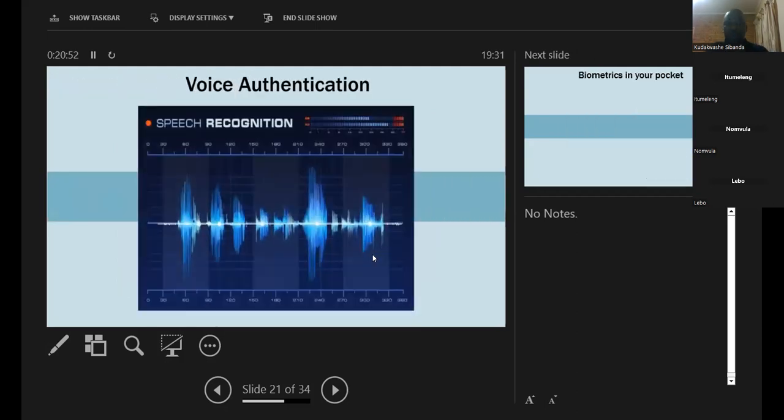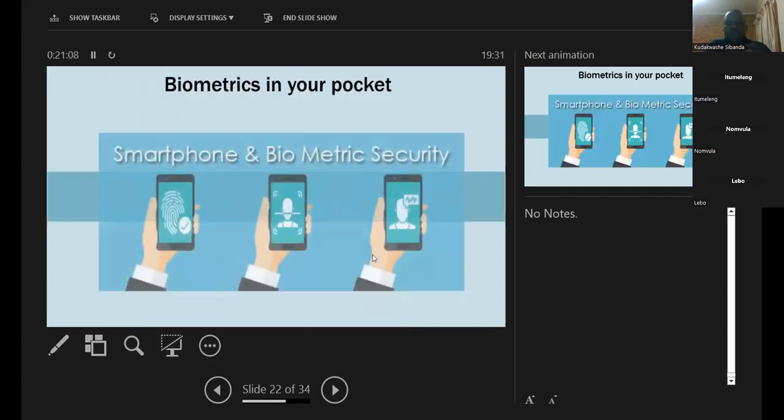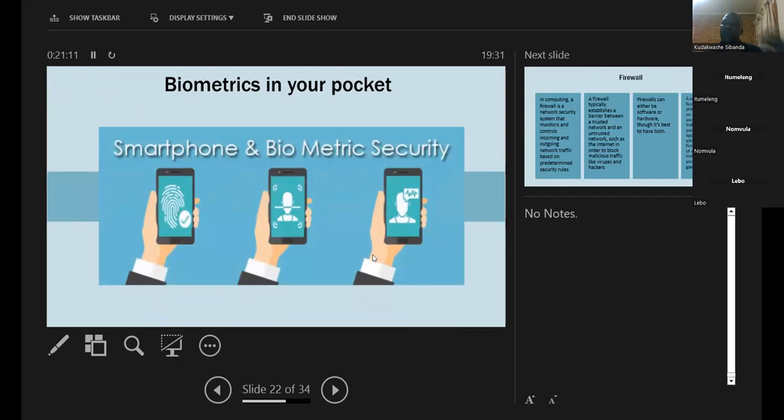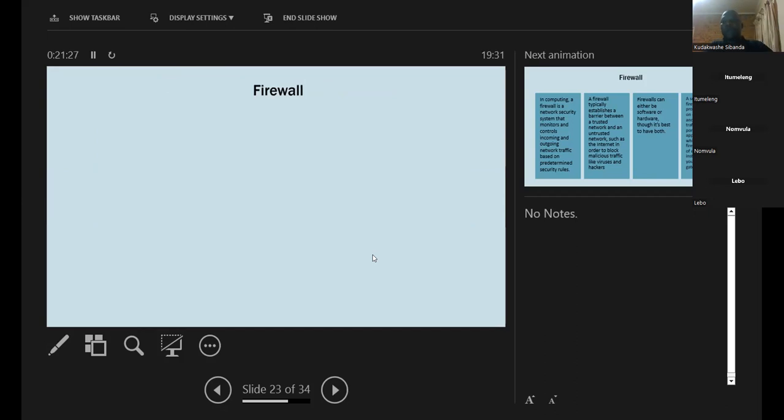Then there's what we call voice authentication. Nowadays, phones are intelligent. They can recognize your voice, Siri, Google Assistant, right? Then biometrics in your phone. So this stuff is not far away from you. Your phone allows you to have fingerprint scanning. You can unlock your phone using a fingerprint, you can unlock your phone using your face, or there are some advanced phones that you can unlock using your voice. So that is an example of access control.